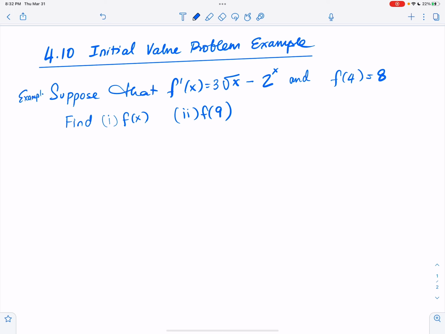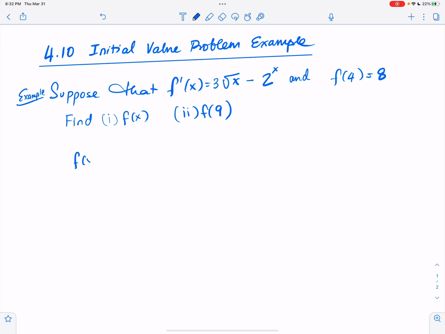What does it say? Suppose that f prime of x is 3 times the square root of x minus 2 raised to x, and f of 4 is 8. You need to find the function f of x, and you need to find f of 9. So what do we do? We're given the derivative, and we want to find the function. Okay, so what is f of x?